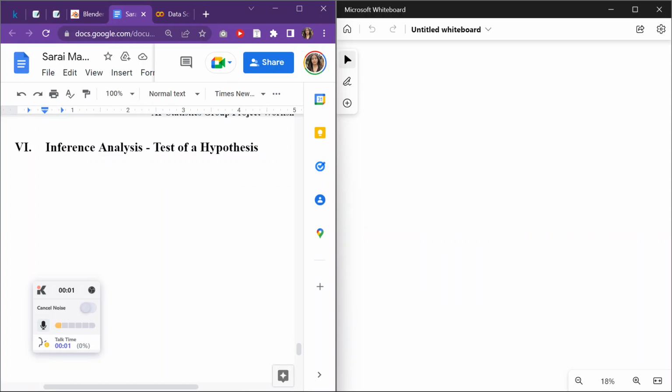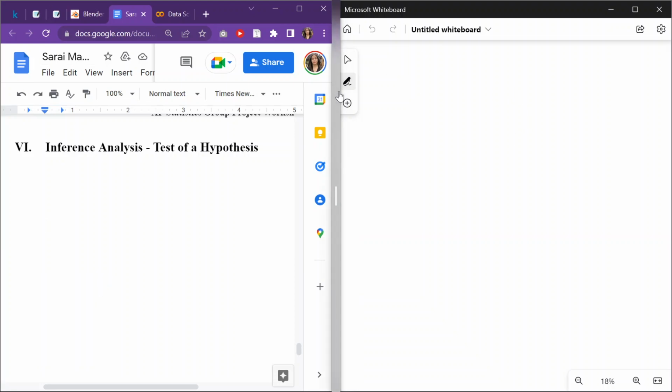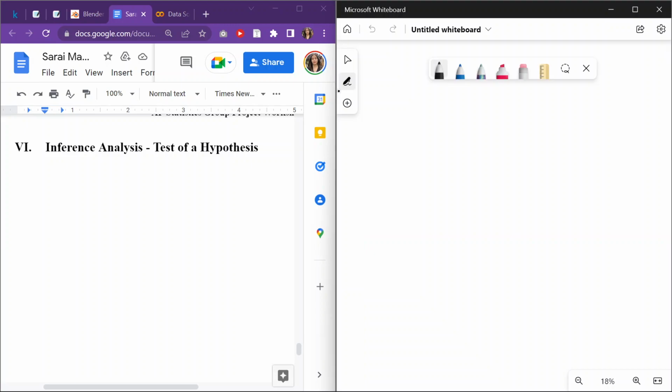So again, it's a hypothesis test, and so we're going to use PHANTOM. P stands for parameter, H stands for hypotheses, A stands for assumptions or conditions, N stands for name of procedure, T stands for the t-test, O stands for obtain p-value, and M stands for make conclusion. So let's write that all down over here. This is basically the shortened version of the last video, log 4, because in log 4 I explained a lot of things.